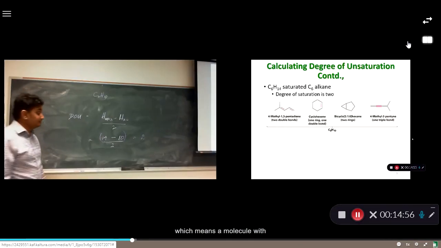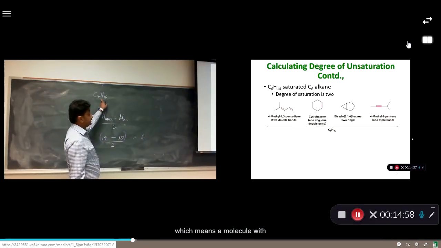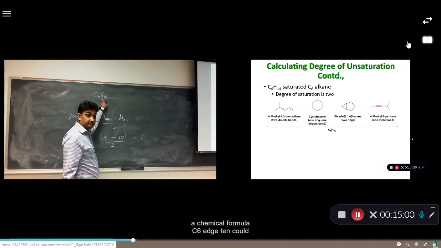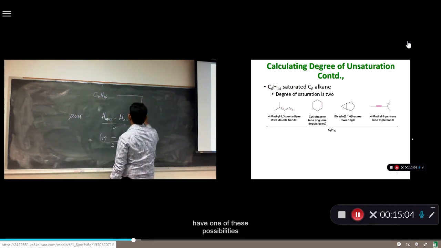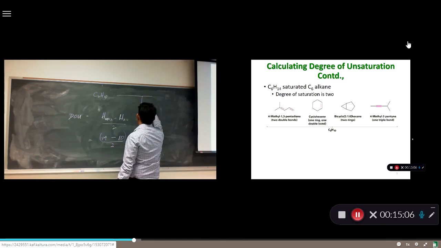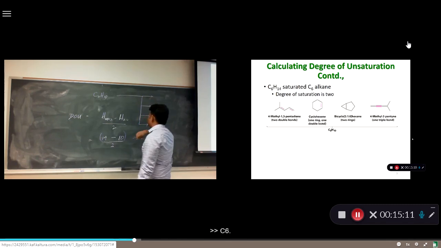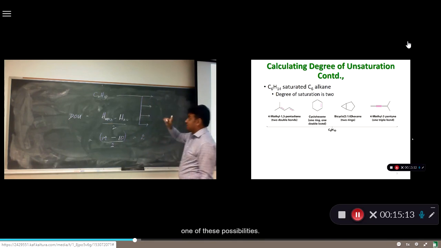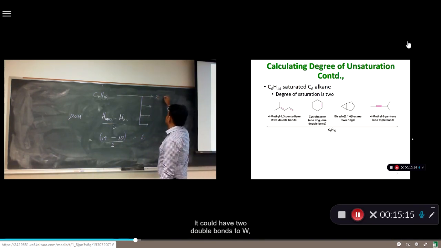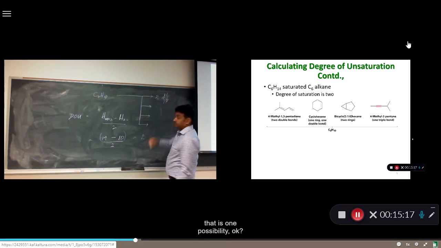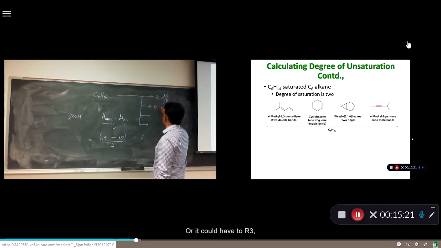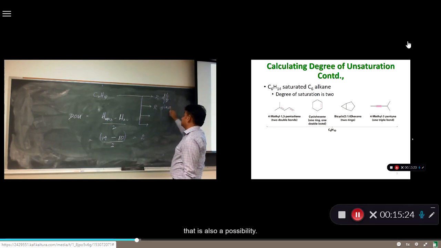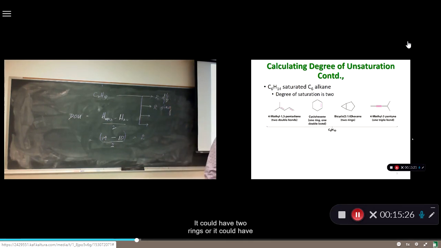Which means a molecule with the chemical formula C6H10 could have one of these possibilities. It could have two double bonds. That is one possibility. Or it could have two rings. That is also a possibility.